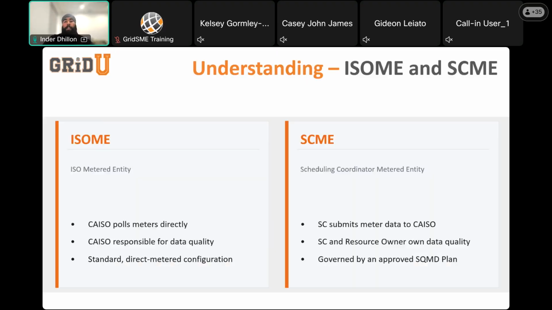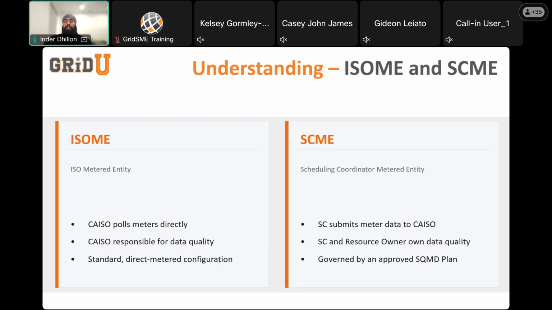So ISOME stands for ISO Metered Entity. In this classification, CAISO takes direct responsibility for meter data by pulling the site's revenue meter itself. CAISO is also responsible for validating and processing that data for settlement purposes. SCME stands for Scheduling Coordinator Metered Entity.